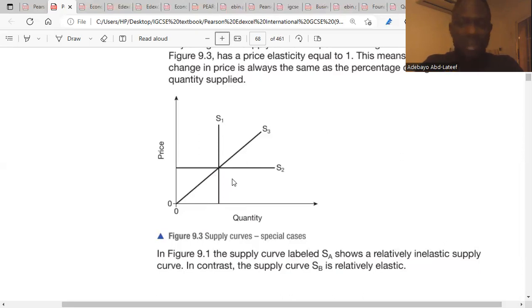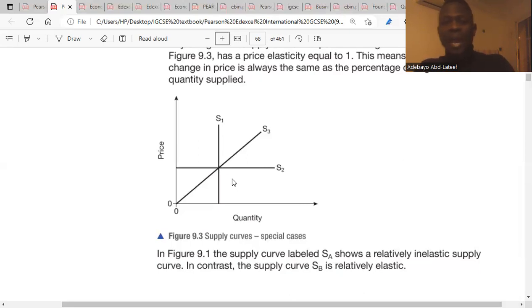The PES is 0. That means the price elasticity of supply is perfectly inelastic. Vertical? Yes, at S1 it is vertical, which means the PES is 0. There's no significant change in the quantity supplied as a result of a change in price. If it is S2, that is horizontal. At S2, it means that producers are willing to supply at any given price.